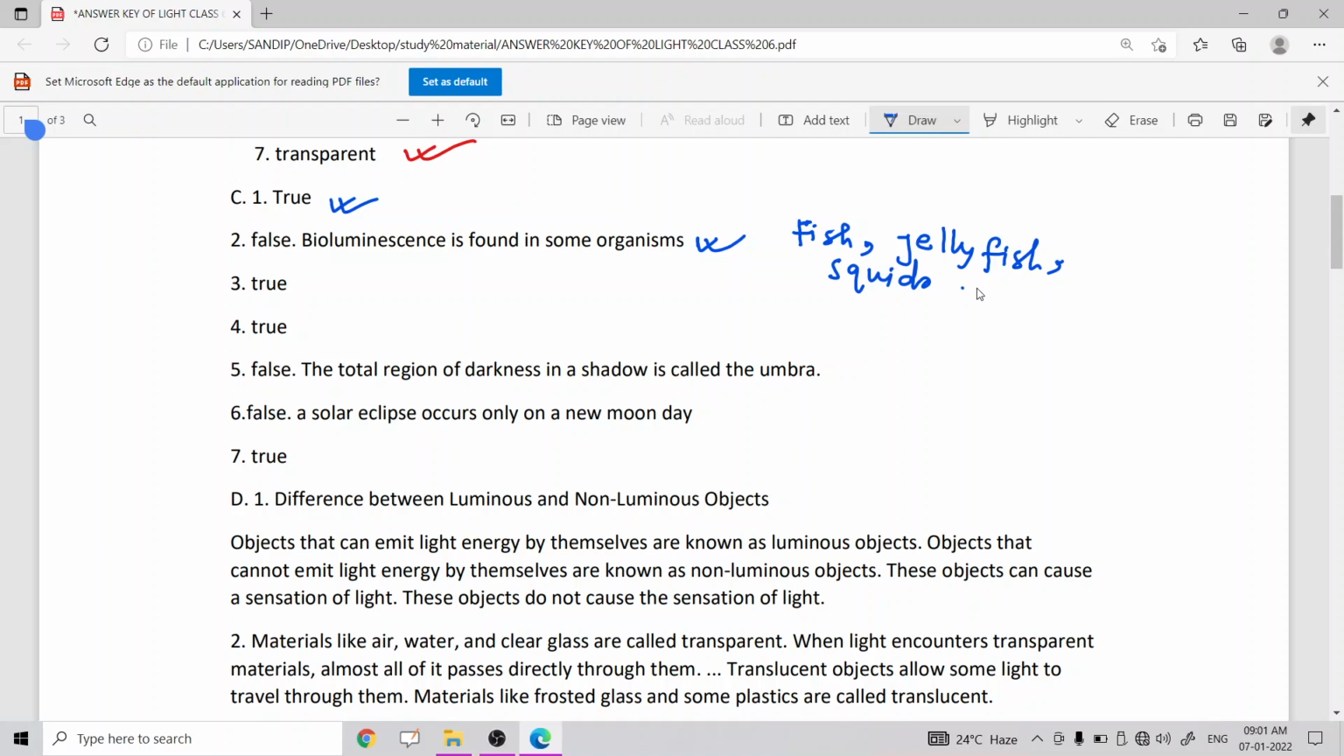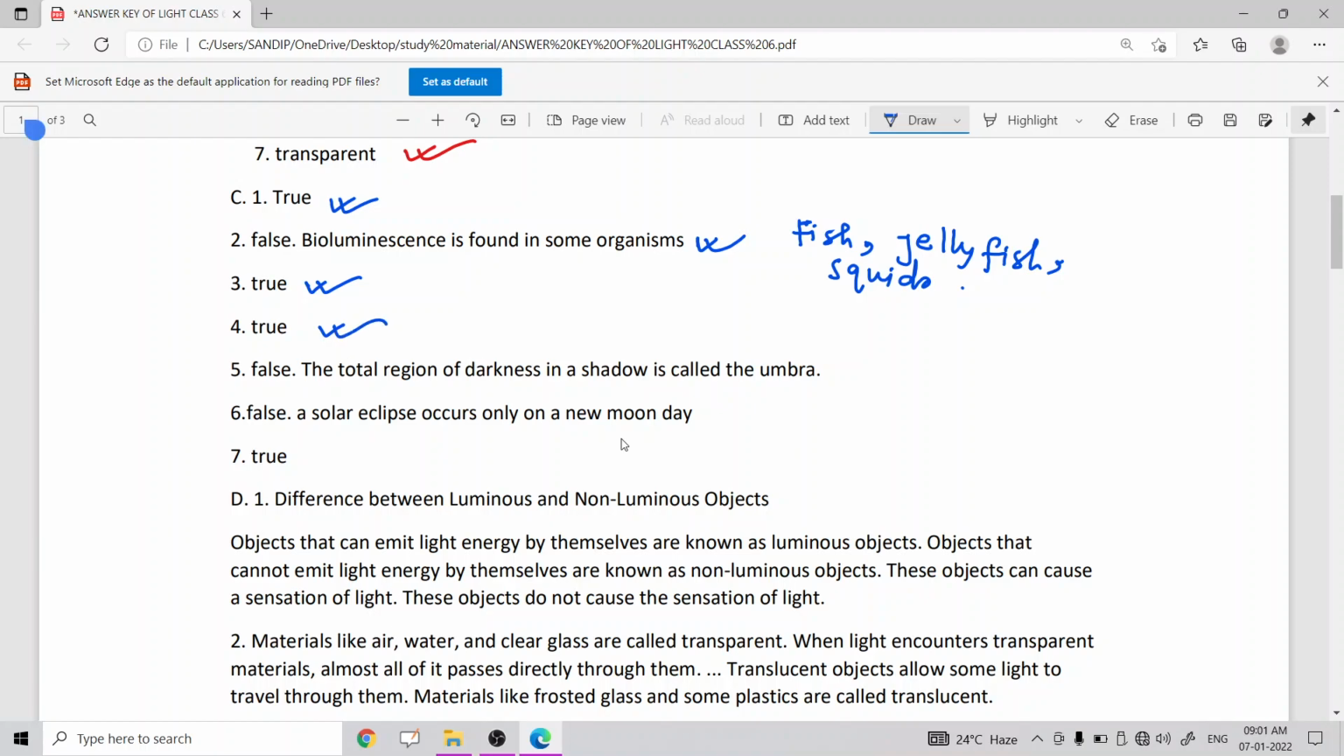The third one: light cannot bend around an opaque object in its path. It is also true because it gets blocked. The fourth one: the pinhole camera works on the principle of rectilinear propagation of light. It is also true.